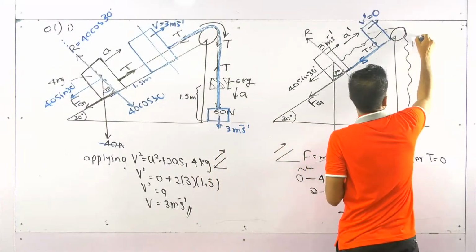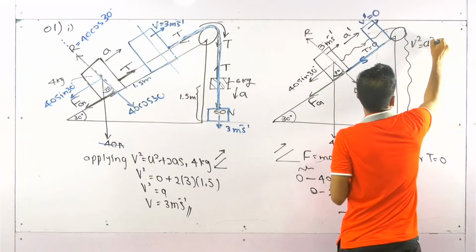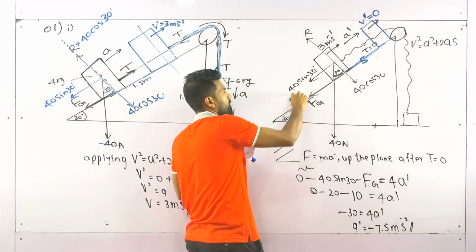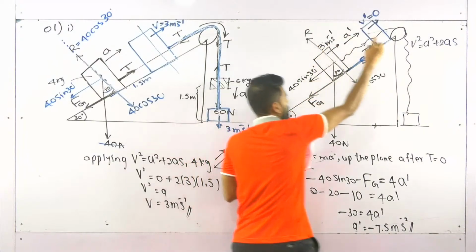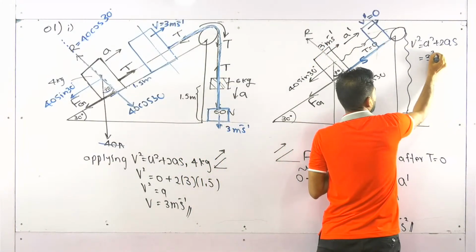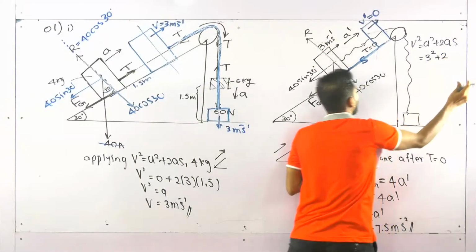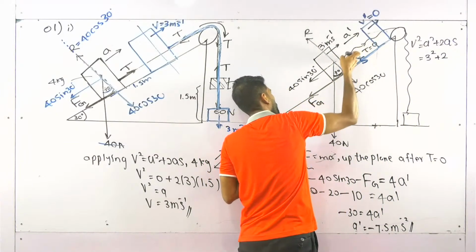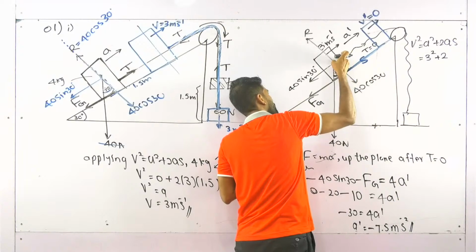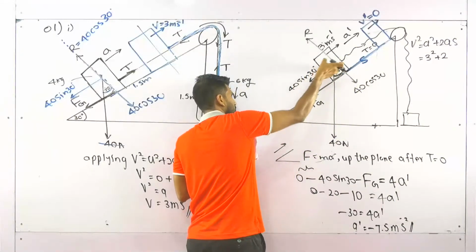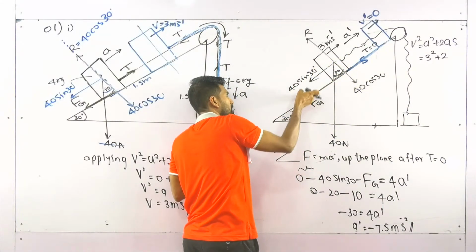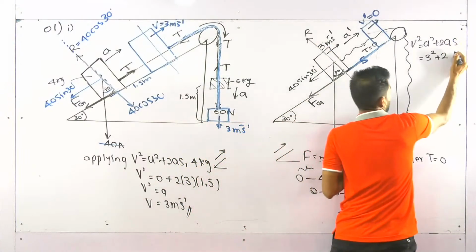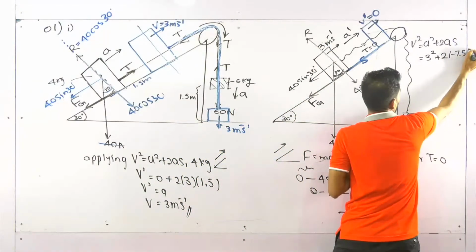Applying v squared equals u squared plus 2as. Due to the previous acceleration, the 4 kg block now has an initial velocity of 3 at the start of this new situation. But in the new situation, as there are no upward forces parallel to the plane, and 40 sin 30 and friction are in the opposite direction, the velocity will drop with a deceleration of 7.5. That means acceleration is minus 7.5.